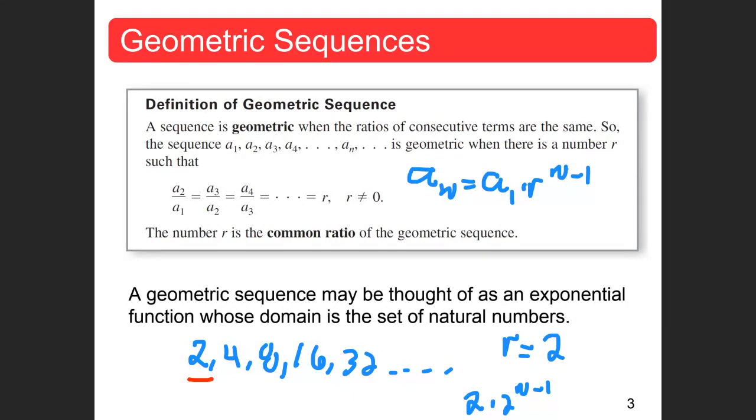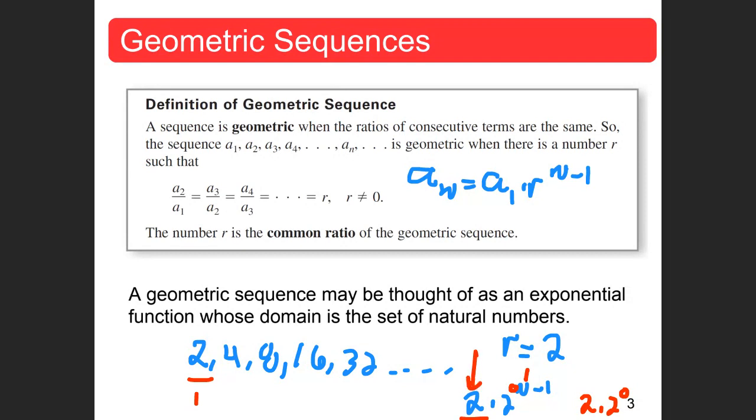Here's the reason. This is my first term, right? So when I plug in 1, I should get 2 out. If I put 1 in here, 1 minus 1 is 0. So this would be 2 times 2 to the 0. What is anything to the 0 power? 1. So really, this becomes 2 times 1, which is 2. So that's why we do the n minus 1 power, because for the first term it makes the exponent 0, which makes that a 1. So this becomes your first term.